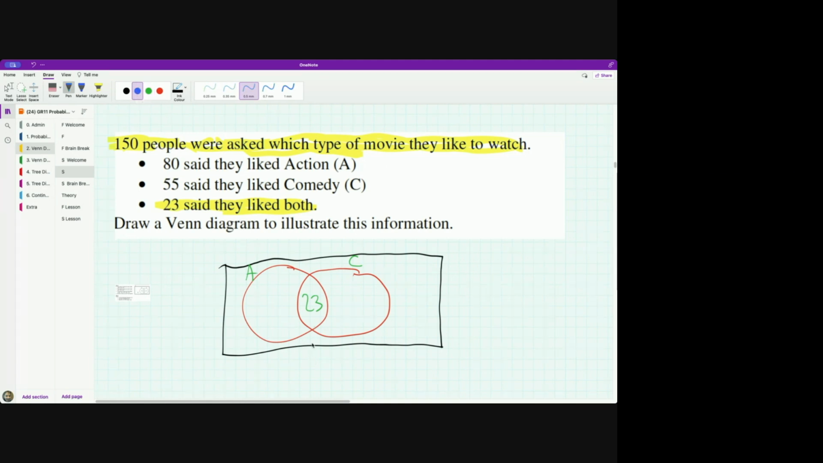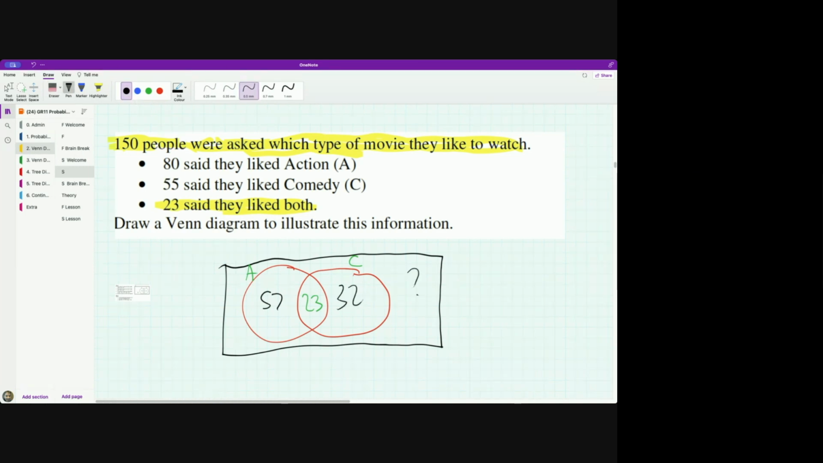Okay. So if I know that 80 like action, but 23 like both, this region has to be 80 minus 23. And this region over here, with 55 like comedy, this has to be 55 minus 23. Otherwise, you won't get the total that you need. So that has to be 57. And this has to be 32.